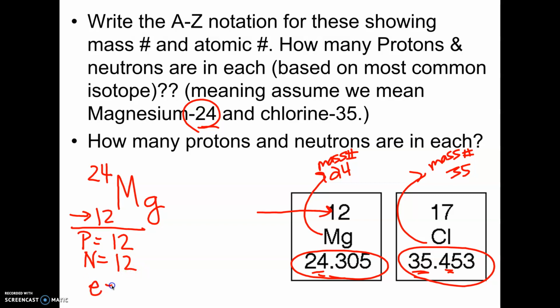And technically, the number of electrons, by the way, would also be 12. The reason why is because the protons and the electrons have to equal each other, or else it would have a charge. And we don't see any kind of charge.